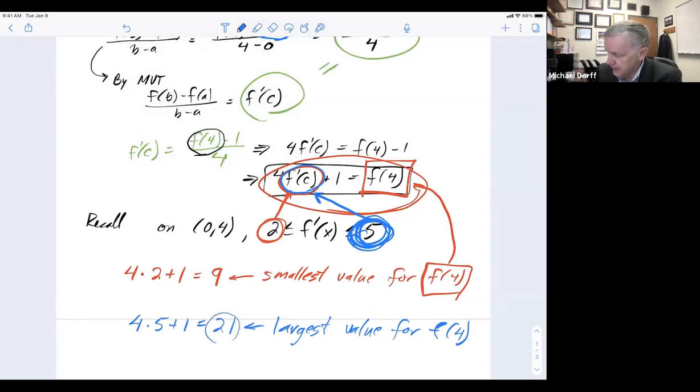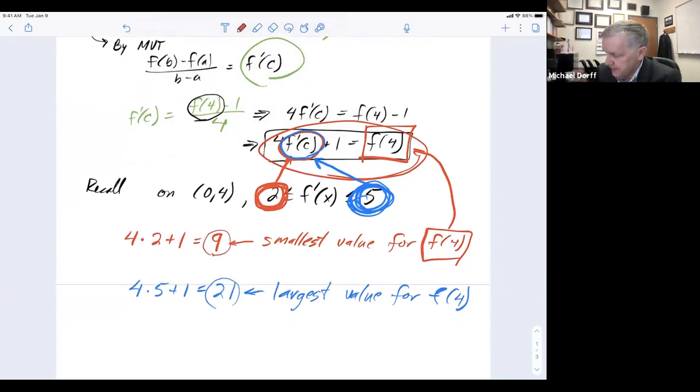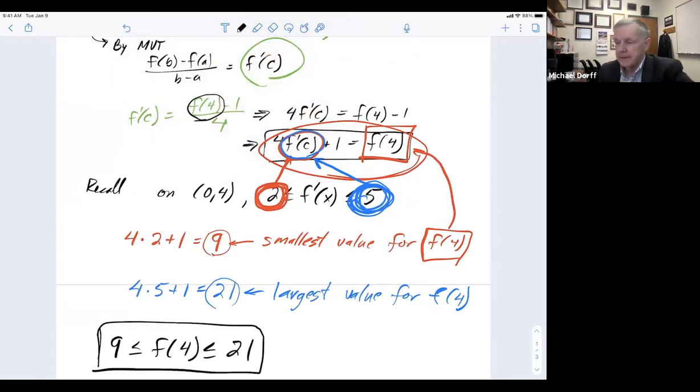How do I know that the red number 9 is the smallest? That's because we use the smallest f prime value, which is 2. So all this stuff together means that the smallest f of 4 could be is 9, and the largest it could be is 21. And that's what we were supposed to show.